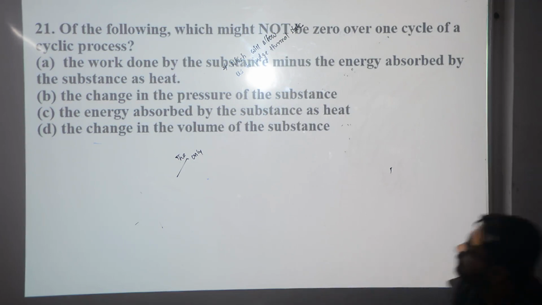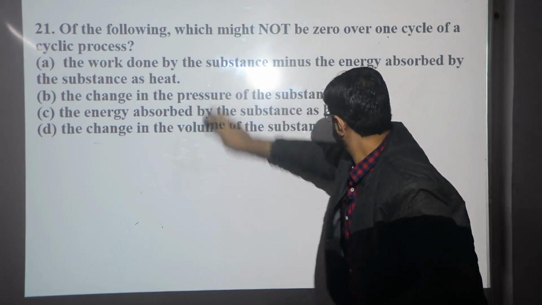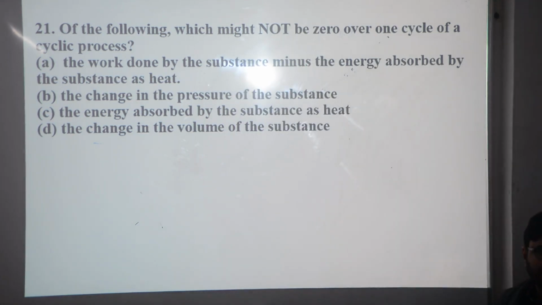Of the following, which might not be zero over one cycle of a cyclic process? Number one, the work done by the substance minus the energy absorbed. দেখ এবার আস্তে আস্তে দেখ, we are again in the theoretical question, তাই তো? But the question level slightly increased. Okay, means these are not those things that okay, this is A, this is B, it's not like that. You have to read all the four options.